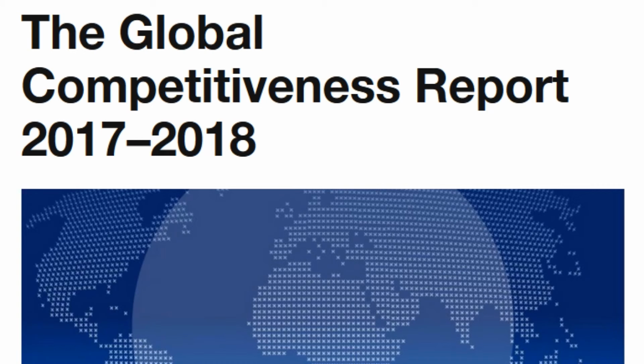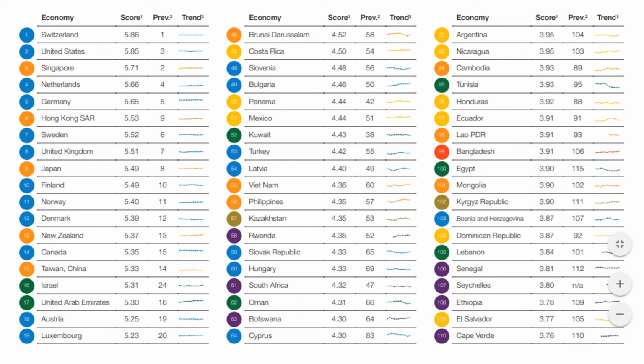The World Economic Forum produces a report every year that ranks the competitiveness of countries around the world. This is the report from 2017 to 2018, and it gives us an indication of which countries have the most competitive businesses. If we look at the top 10, Switzerland is in number 1 position, suggesting that Swiss businesses are the most competitive when we consider the range of factors we've just looked through. Followed by businesses from the United States. I'm sure we can all name large internationally competitive businesses from the United States. Singapore, Netherlands, Germany, Hong Kong, Sweden, the UK, Japan and Finland make the top 10.